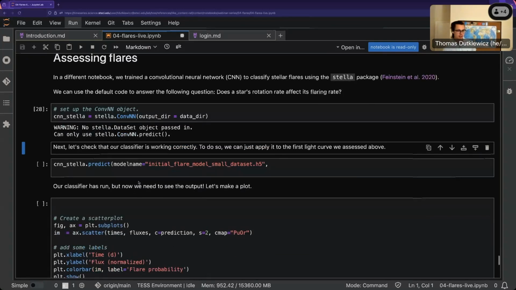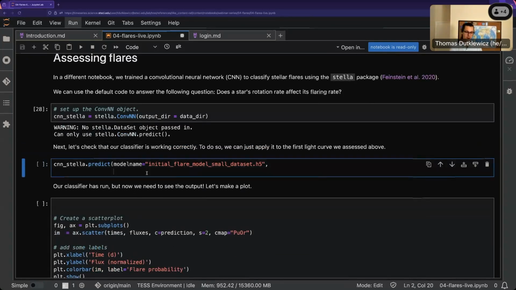So let's shove it in there. Keep our main directory clean. To test that our classifier is working correctly, now that we've set it up, we'll pass it this model for it to use, and then we just need to give it all of the time information and the flux information.